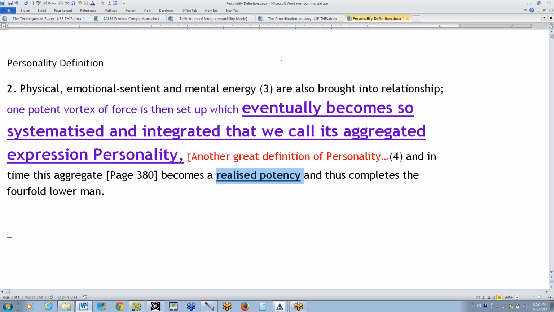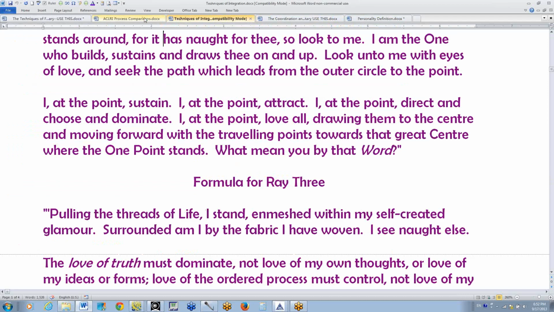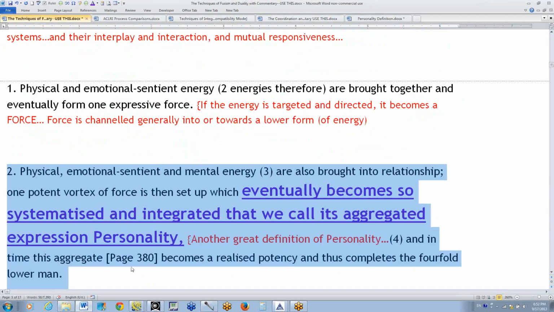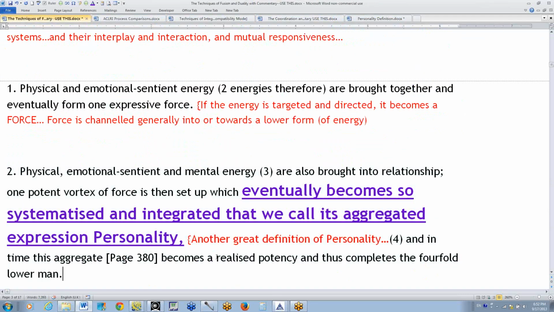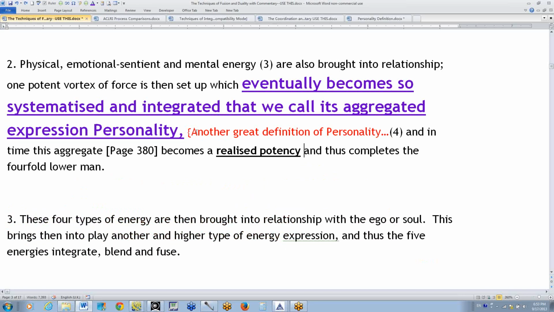I think the thing to do here, though, is to go back here to that over time it emerges as a realized potency. So, right, and let's just say here, over time. It takes time.